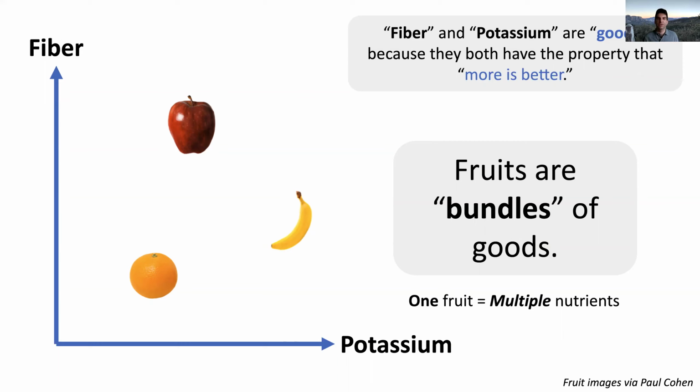So these are consumer bundles of goods. You don't just buy one good, you buy a bundle of goods. It's rare that you buy just one thing. Cable companies don't want you to buy just cable or just internet. They want you to buy a bundle of these things together, and they might force you to. Just like nature, it's hard to buy just potassium or just fiber. You have to buy them both together. So all three of these things, the orange, the apple, the banana, have both of these nutrients, fiber and potassium. One fruit, multiple nutrients. That's what we mean by a bundle of goods.